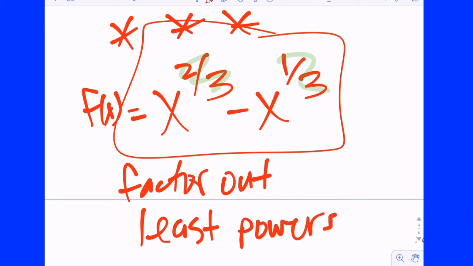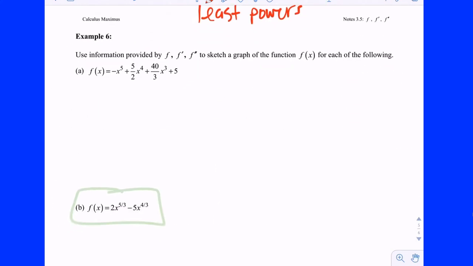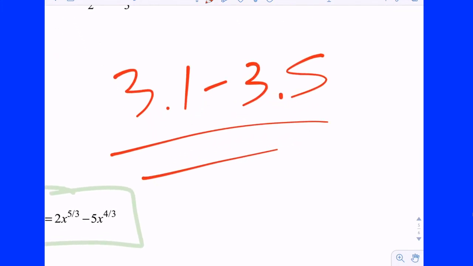Okay, and in the time that remains, your test is going to be 3.1 to 3.5. The 3.5 worksheet's not due. It's just kind of a summary of everything we've been doing. No calculator on this test.